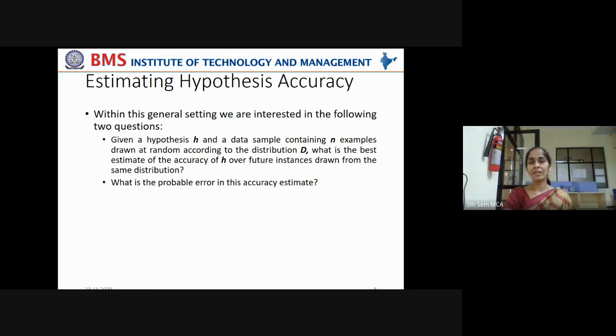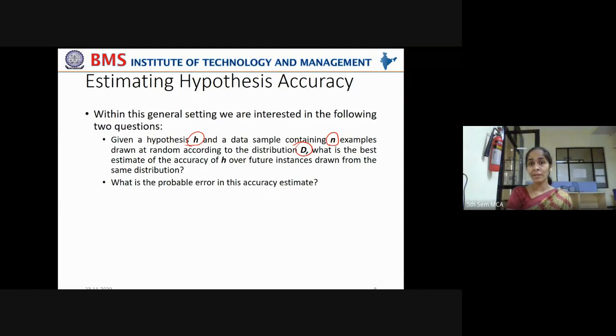Now, within this general setting, we are interested in the following two questions. Now, you understood the problem statement, right? Now, what are the two questions we are interested in here? Given a hypothesis h and a data sample containing n examples drawn at random according to the distribution D. You are not taking any outliers. Means you don't take a person who is always at home and want to predict whether he'll buy a ski. Is it a valid training example? No.